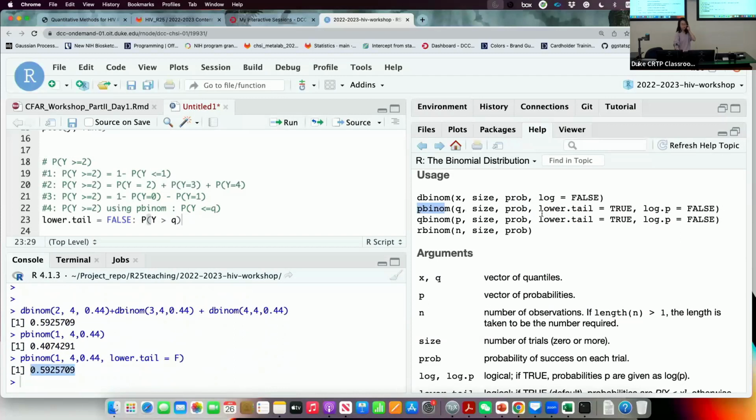So remember, this tail is also important. If you don't specify the tail, by default that gives you the less than or equal to probability. If you instead want a greater than, then you can either make lower.tail equals FALSE, or you can just do the subtraction yourself, 1 minus. Any questions?